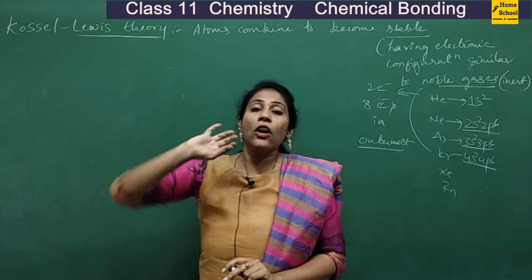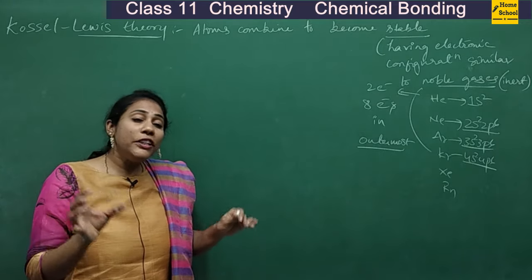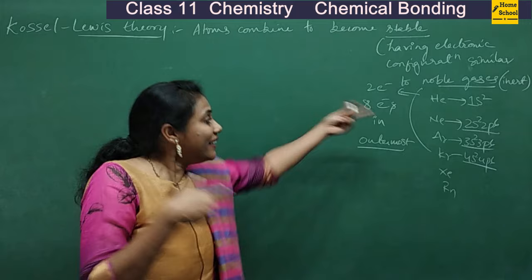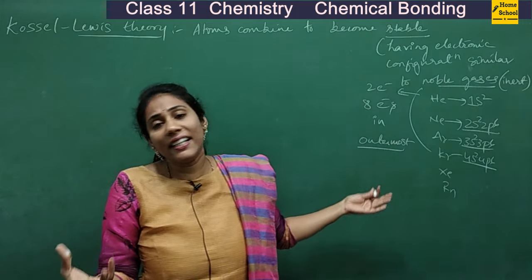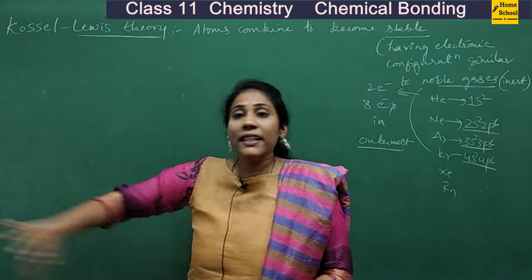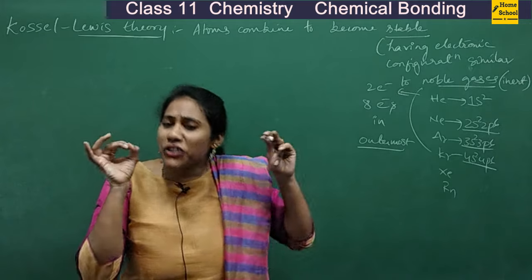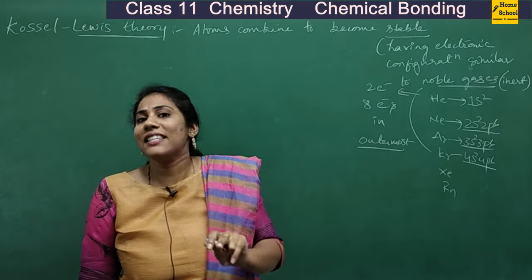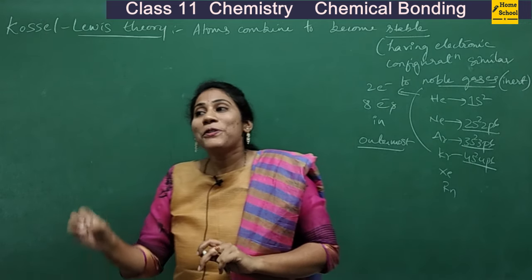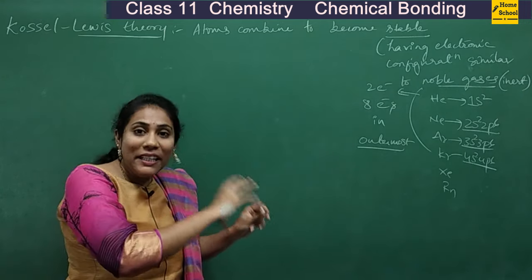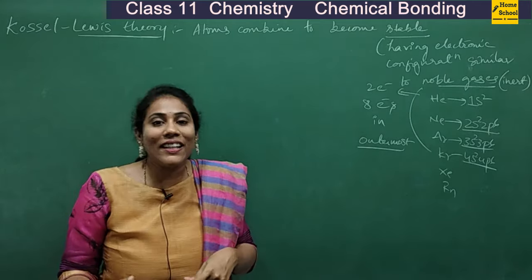Then they got an idea that every element eagerly waits to get these 8 electrons in the last shell. Only noble gases have 8 electrons in the last shell. No other element has 8 electrons in the last shell. So it is to achieve that 8 electrons in the last shell that they participate in chemical reactions. Many of the elements have more than 8 electrons, or many elements have less than 8 electrons.